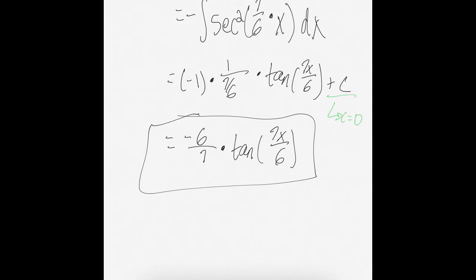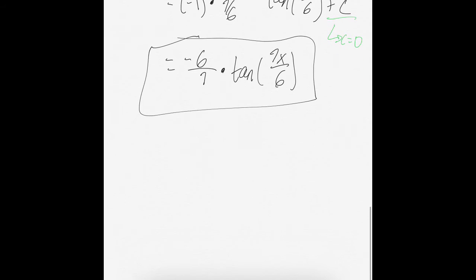And then we can rewrite this. Instead of dividing by 7/6, I can multiply by 6/7. In other words, division is the same as multiplication by the reciprocal. So we get -6/7 tan 7x over 6. And there we go.